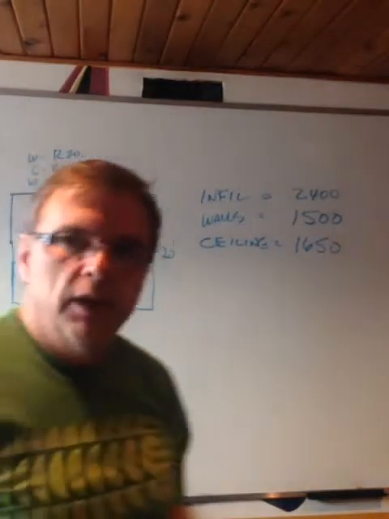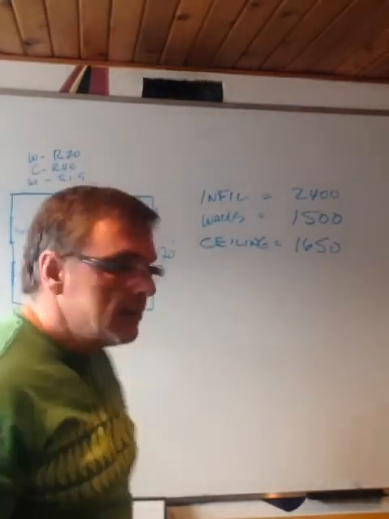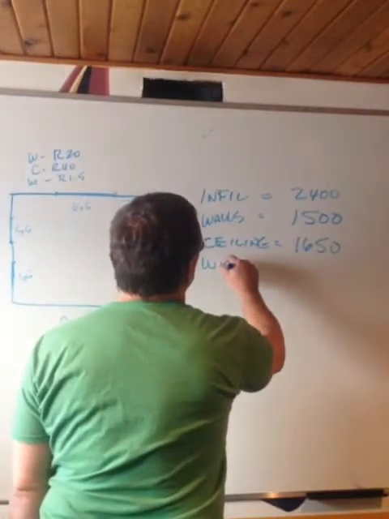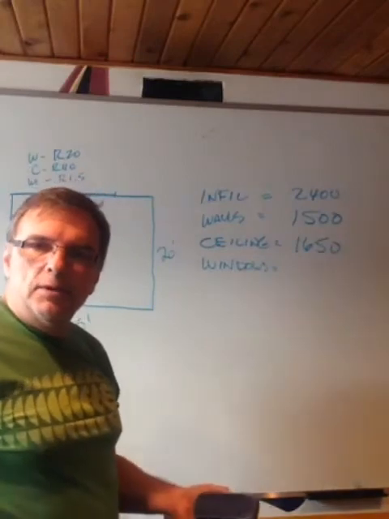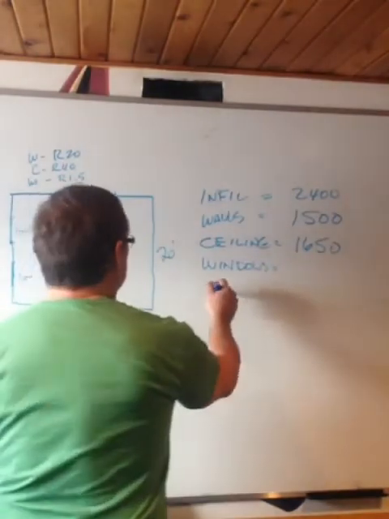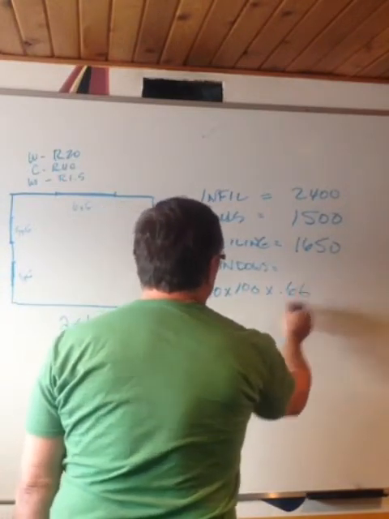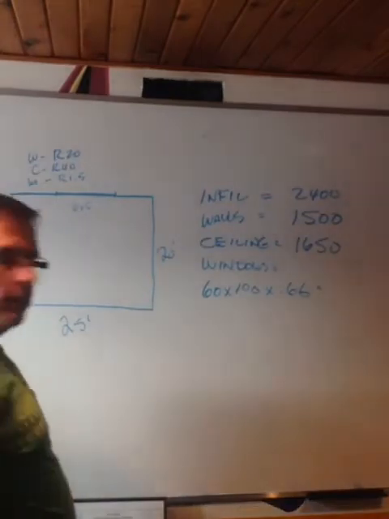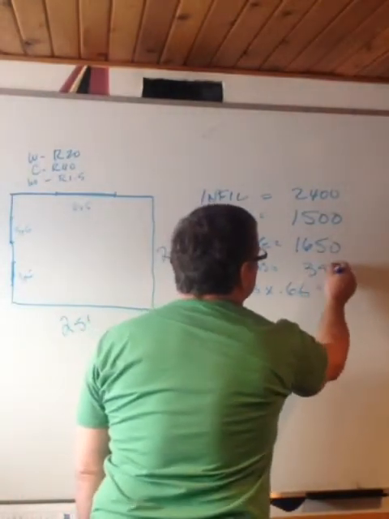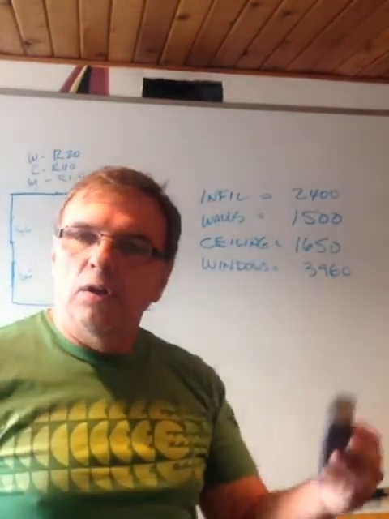Now let's not forget the windows. We have to take that into account as well. So we had 60 square feet of glass times again the design temperature difference and its U value. U value again is the inverse of the R value. And we get a number of 3,960. So we have the heat loss for all our components of the room.